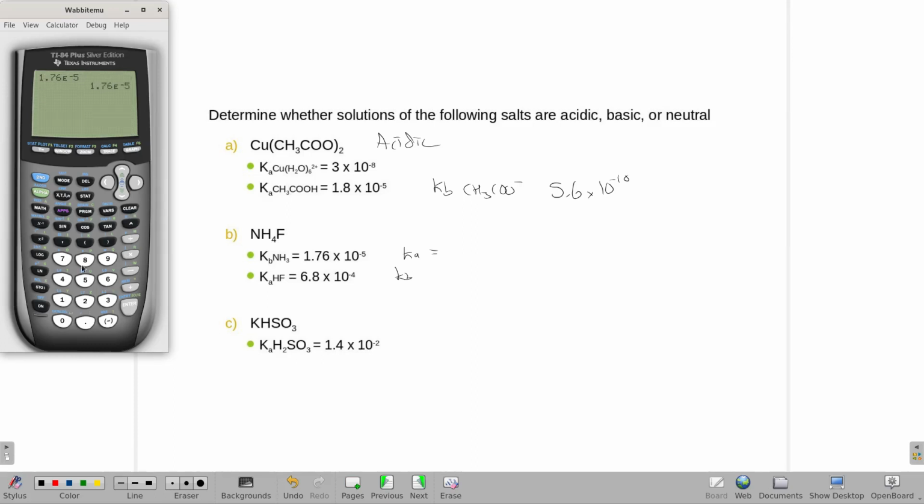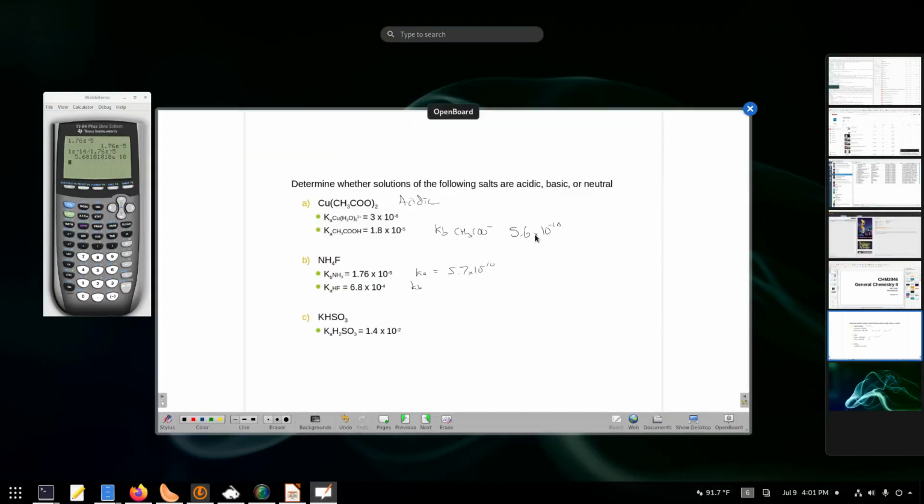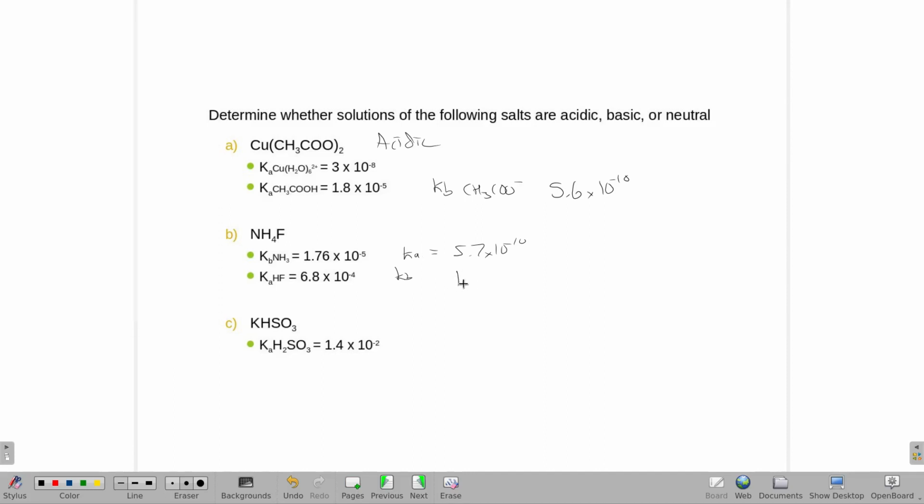Oh, how about I do 1 times 10 to the negative 14th divided by that. 5.7 times 10 to the negative 10th. 0.5 times 10 to the negative 11th. The Ka is bigger. This is also acidic.